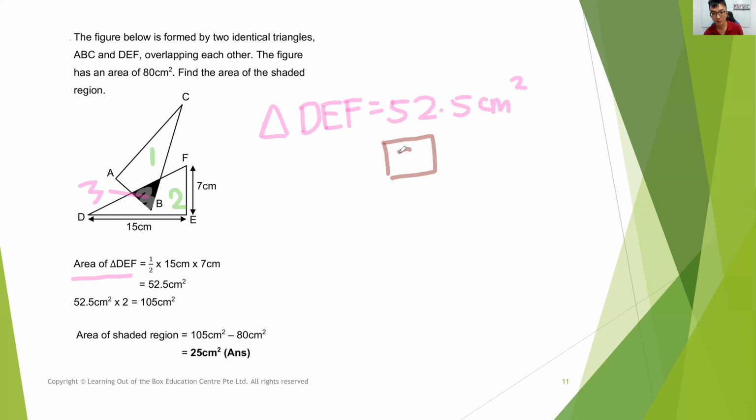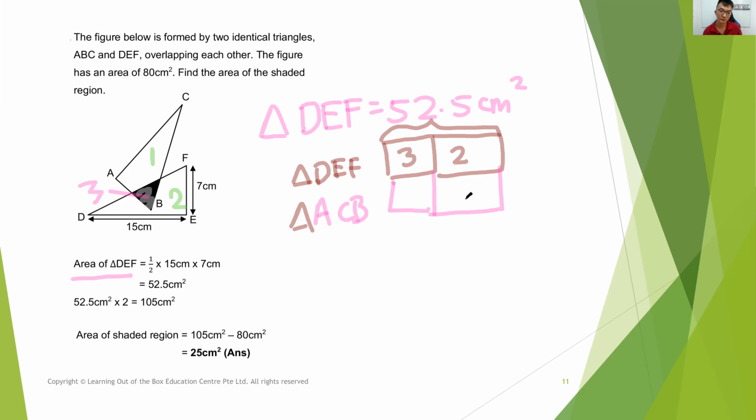So I draw 3. I put 2. So triangle DEF. Next, triangle ACB. What are the numbers for ACB? 3 and 1. Okay, parents, a standard way of drawing models: if you have 3 here for both, if you want to keep to the left side, please keep everything to the left side. Keep it simple. Next, this one will also be 52.5 cm square. Let me put a heart shape for you, heart shape here, heart shape here.